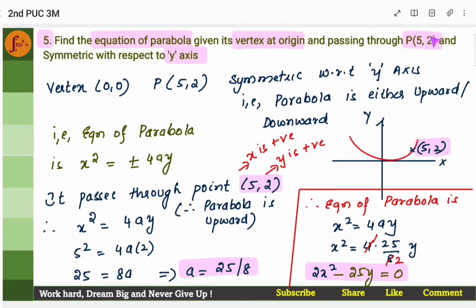So that means the point is in the first quadrant. This is the first quadrant, right? You have positive y and positive x. So the point is here. That is one clue. Now the second clue is symmetric with respect to the y-axis.